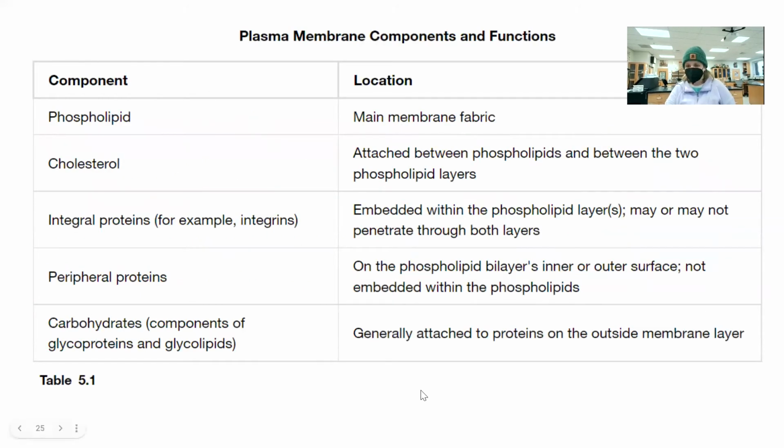Now, here's a nice little summary table that I yoinked from your book. This is for your ease of studying so that you can think about these different components of the plasma membrane and then know what they do and where they're located.